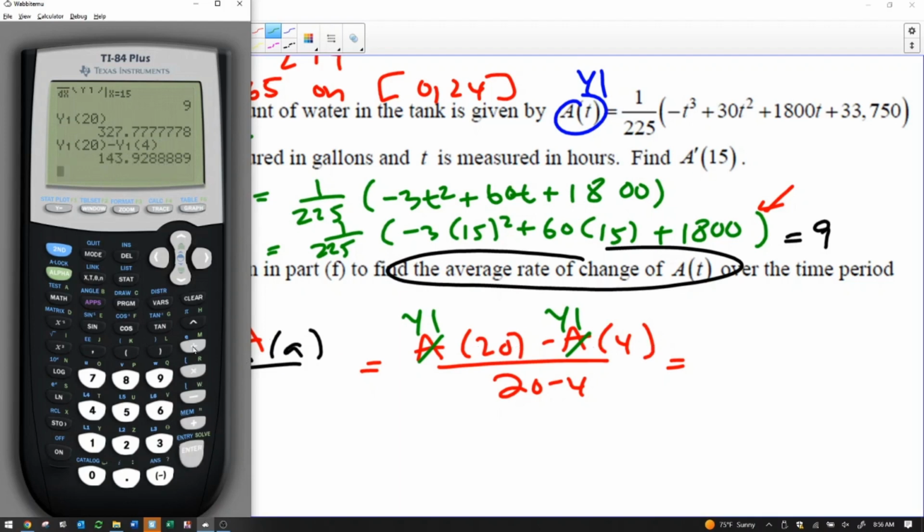And then you can just divide by 16, and then I'll have the whole number, which is 8.995. Remember, you can truncate or you can round correctly. You've got to go 3 decimal places.